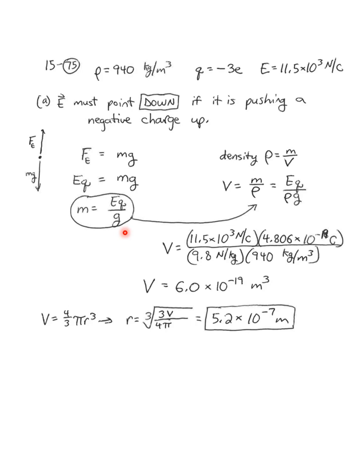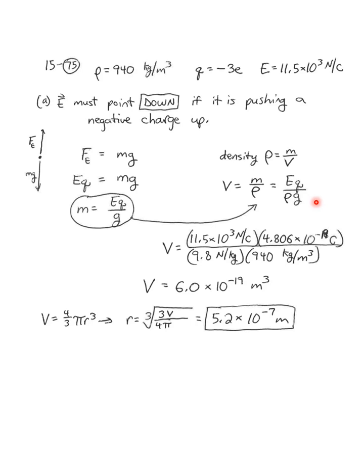And we want to relate this to the size of the droplet. And a clue here is that it's telling us the density. So let's relate mass to size using density. We remember from last semester, density is mass divided by volume. We'll solve for the volume: mass divided by density. And over here, we have that mass is EQ over g, so let's plug that in. So the volume is EQ over rho g.